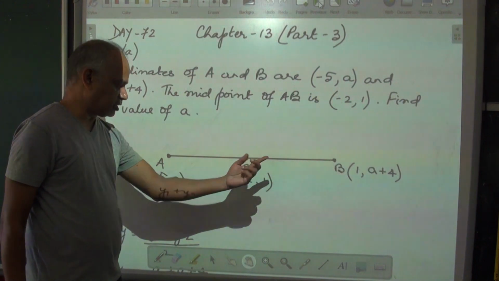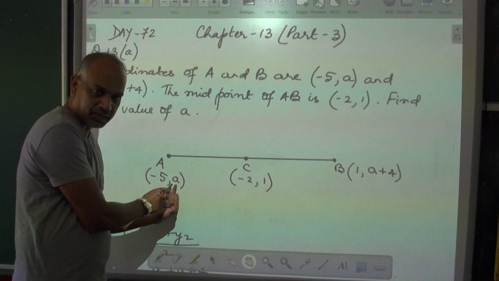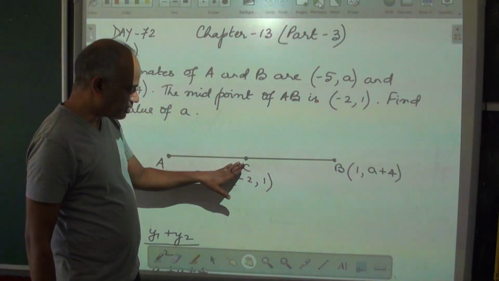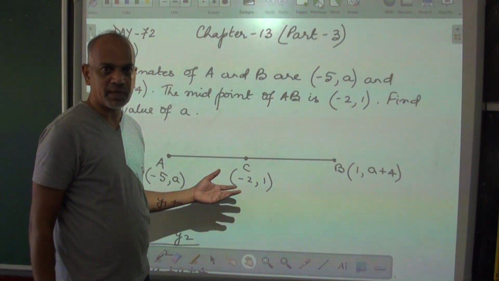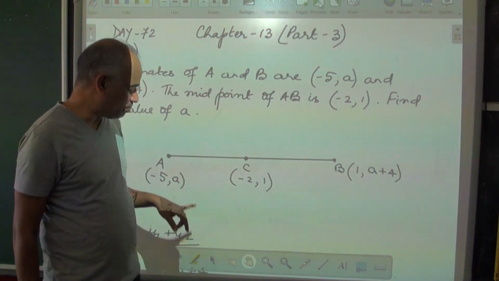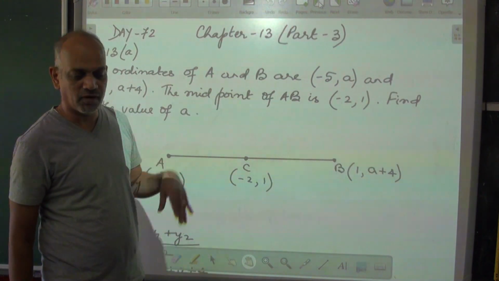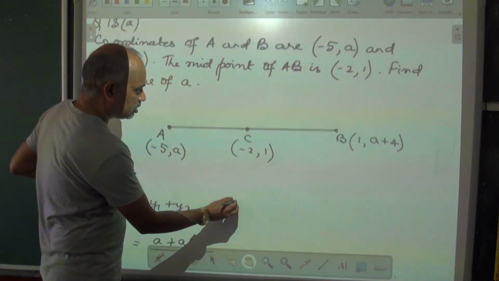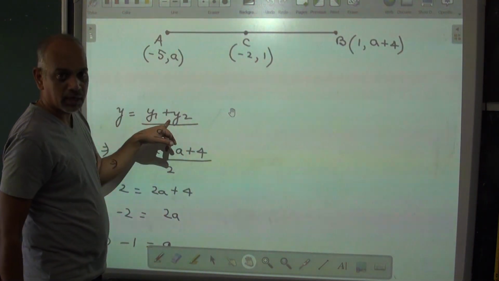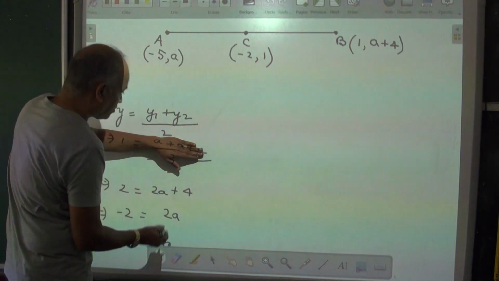If you look at these 2 points, where you have to find the value of a is the y coordinate here. Here also a is the y coordinate. And this is the midpoint, so we have to use the midpoint formula. But use only one part of it because you are going to find only the y coordinates. So the y portion of the midpoint formula is y = (y1 + y2)/2. Only the y portion.